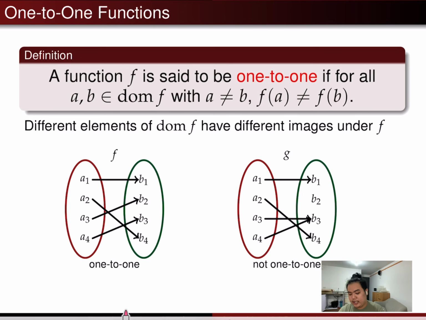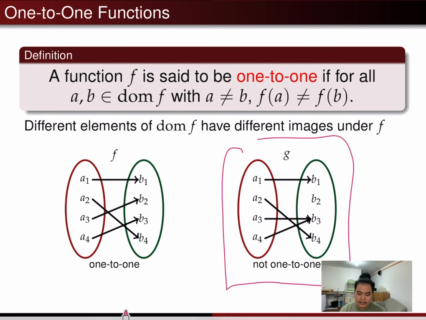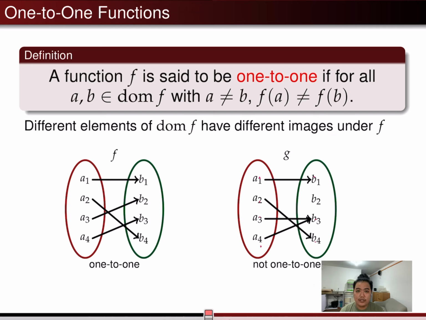So, itong g, itong nasa kabilang column natin, this is a function because for each x, namamap siya to exactly 1 y. But this function is not one-to-one kasi you can get two different values of x which are mapped to exactly 1 y. So, for example, a3 and a4, they are mapped to the same y. That is why g is not one-to-one.